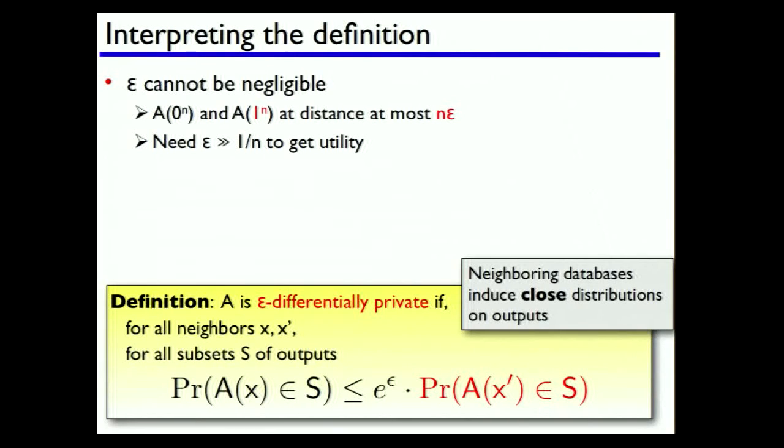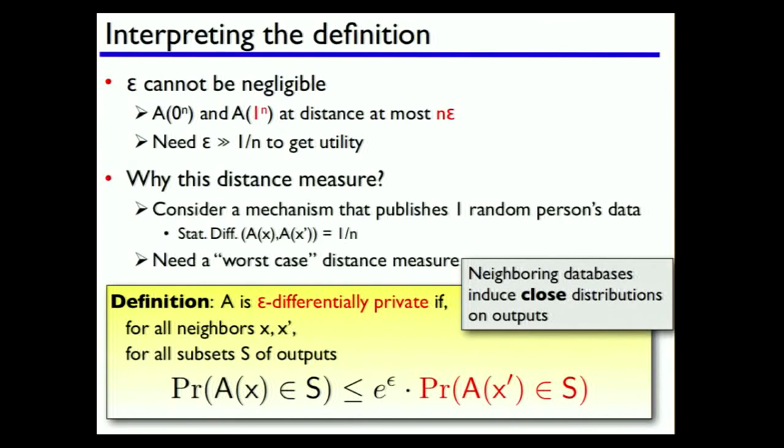If I consider two data sets that are as far away as possible, they have Hamming distance n, then just by the triangle inequality, if my algorithm satisfies this definition, those two data sets will be at distance at most n times epsilon. So if epsilon is small, then these two data sets induce very close distributions. If epsilon is cryptographically small, these two data sets are so close that you can't tell them apart. And so it's just totally useless. These are exactly the kind of things we want to be able to tell apart.